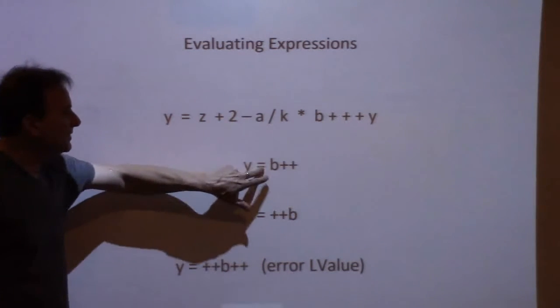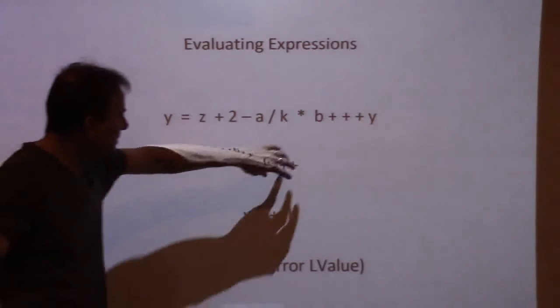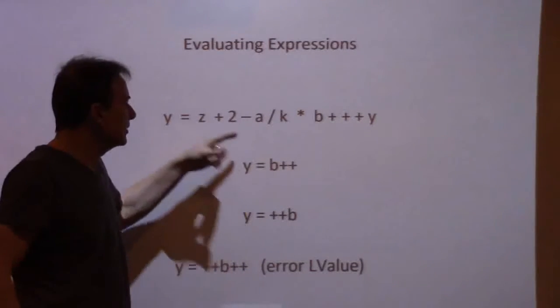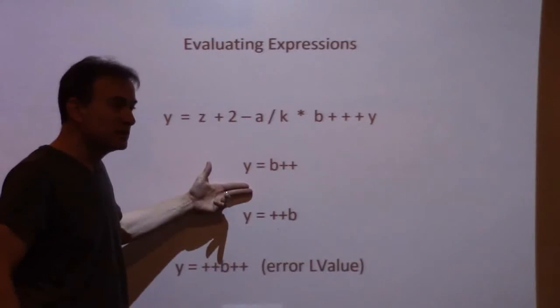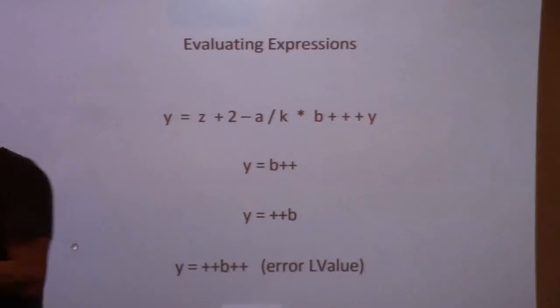Okay. Y is equal to B plus plus. Does anybody know what B plus plus means? B plus plus means add 1 to B. But it's different than plus plus B, which is below it. Actually, both of these add 1 to B. So if B was 5, on the next line here it's 6. If B is 5, on the next line here it's going to be 6. But they're different. How are they different?